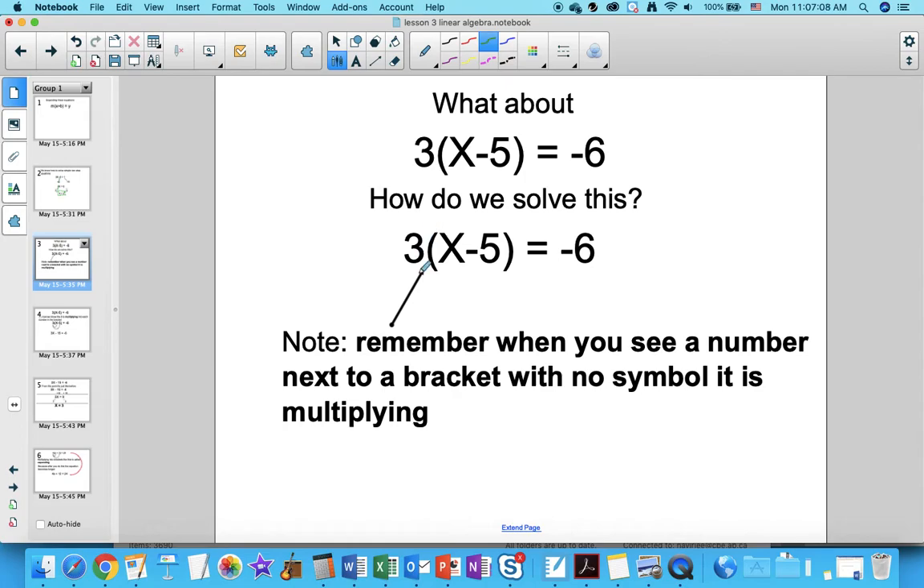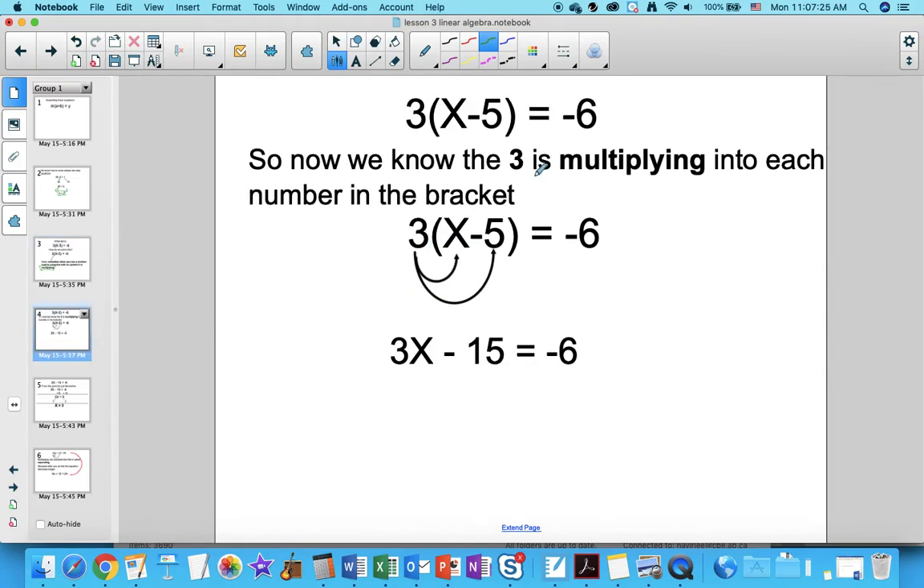For questions like this, where you see 3 bracket x minus 5, remember, when you see a number next to a bracket like this and no symbol, you are multiplying. So don't worry about there not being a symbol there. If you don't see a symbol, it's multiplying. Okay. So we know that we're multiplying 3 by everything in the brackets, right? 3 times whatever's inside the bracket. Now I can't solve what's inside the bracket because there's an unknown number. I don't know what x is.